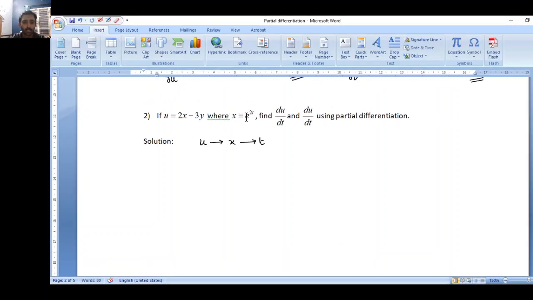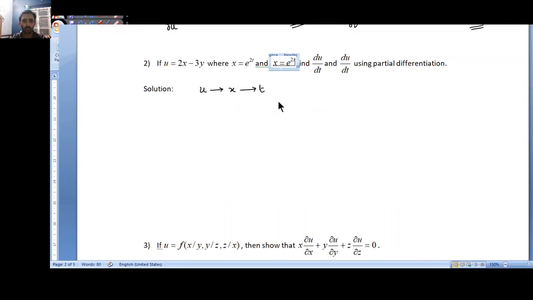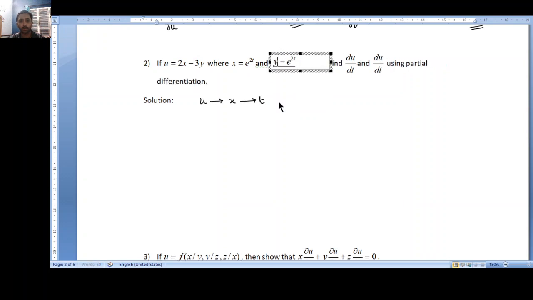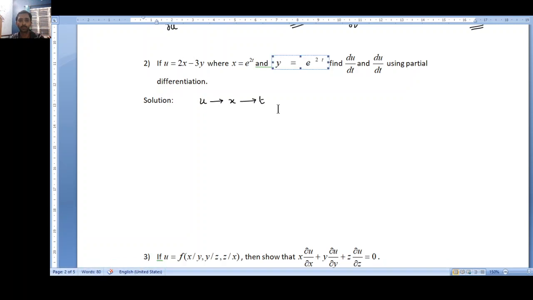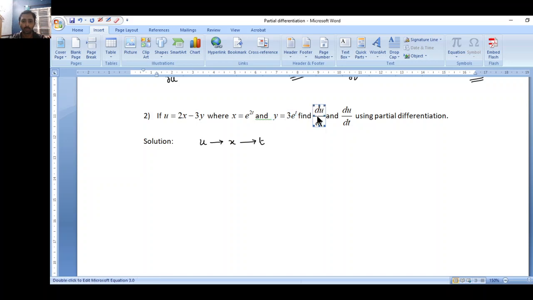If u is 2x minus 3y, where x is equal to e to the power 2t and y is going to be 3 e power t, then the question is about finding du by dt using partial differentiation. As you can see here, now the relation changes a little. I'm going to change that whole thing and then rewrite this.